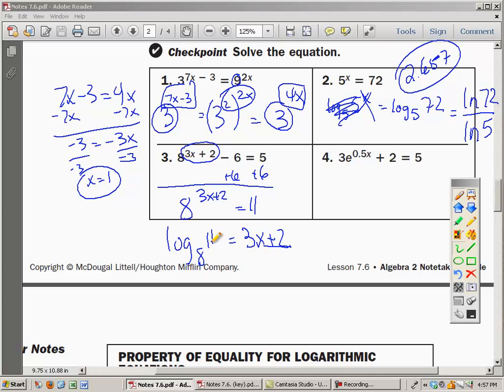All right? Now, this is log base 8 of 11, and to evaluate that, we're going to have to use our change of base formula. So we're going to have to do log base 10 of 11 over log base 10 of 8. And then from that, we're going to subtract 2. So this is log of 11 over log of 8.